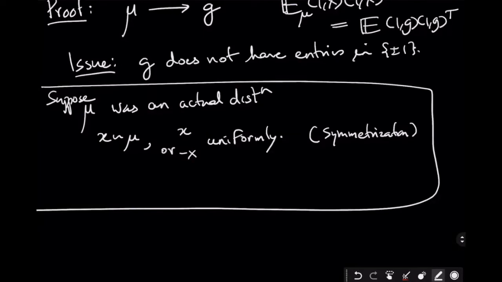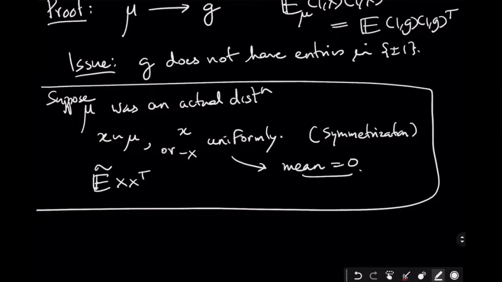So one thing this operation does is make the mean 0. And what happens to the second moments? What happens to this guy, expectation of XX transposed? I claim that nothing is changed there, right? Because XX transposed and minus x times minus x transposed is exactly the same. So this operation of outputting x or minus x uniformly, by first choosing a sample x from mu, preserves the second moments and makes the mean 0, okay?